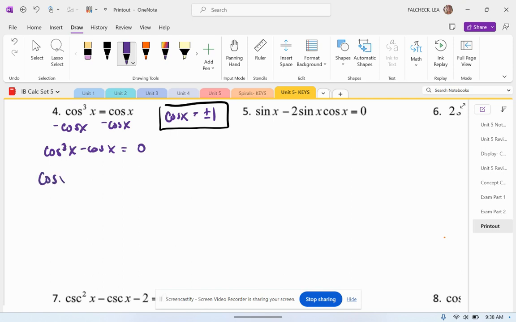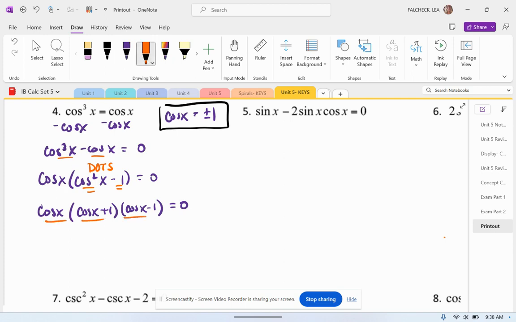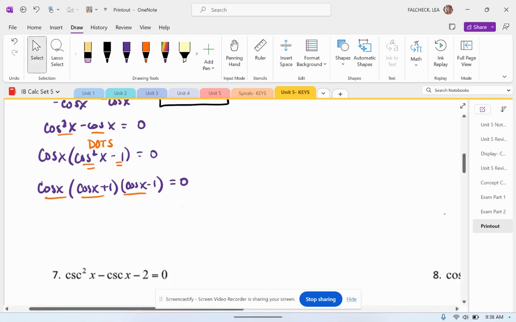And now I see that there's a greatest common factor of cosine x, so I'm going to factor that out. And I'm left with cosine squared x minus 1 equals 0. Now I have this guy squared, and this is a perfect square. I have a difference of 2 squares. I can further factor this by doing cosine x plus 1 times cosine x minus 1. And then, by the zero product rule, I have factor, factor, factor, all being multiplied together equals 0. So I'm going to set each one equal to 0.